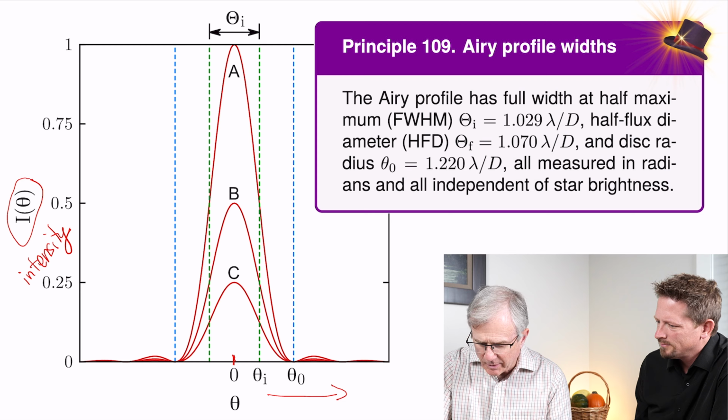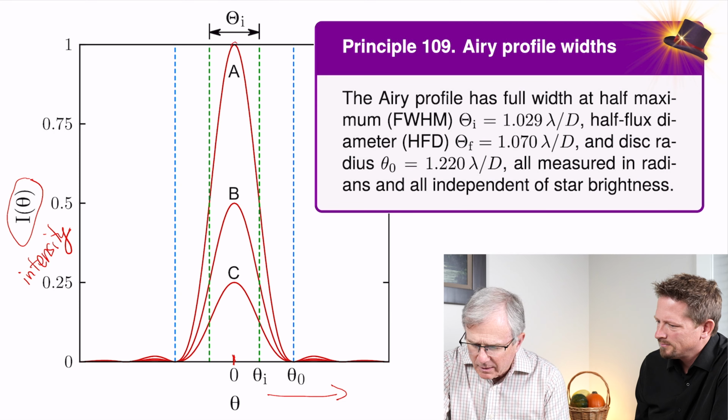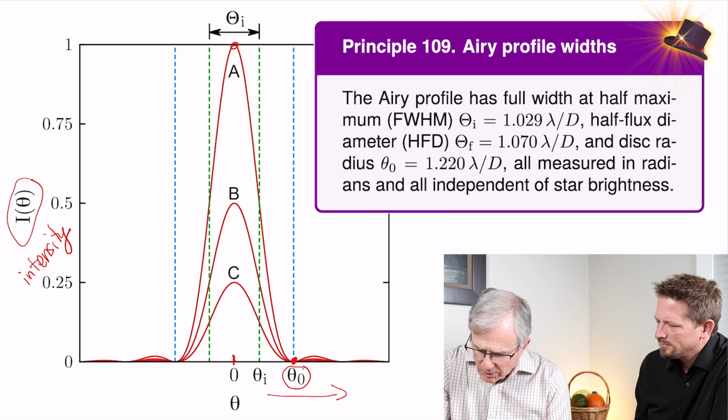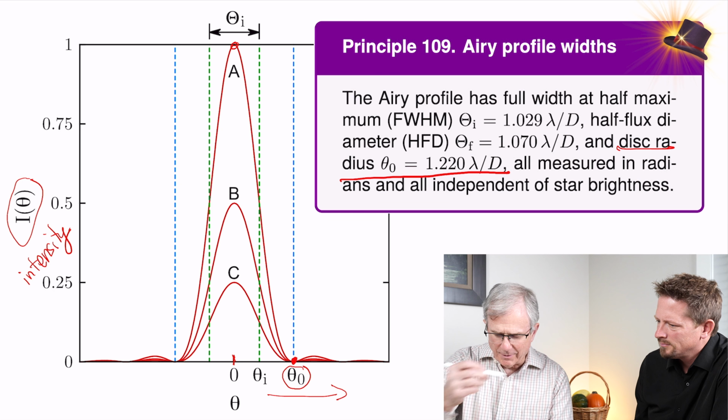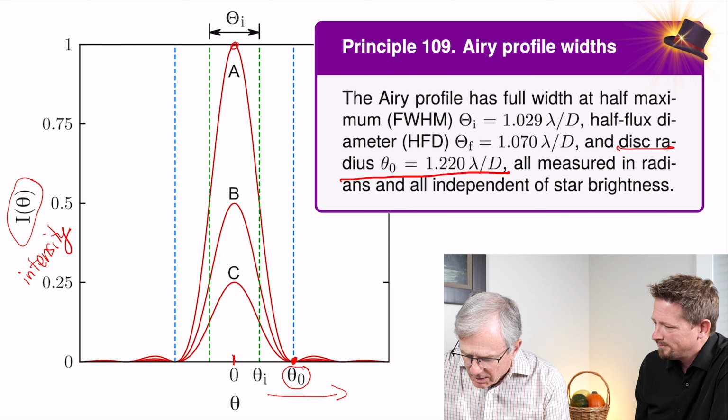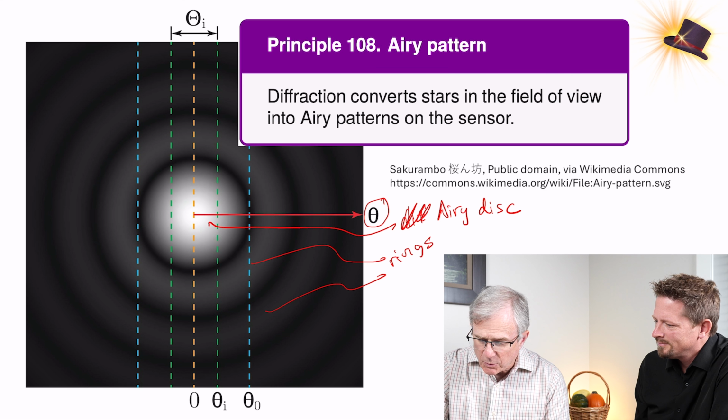And it's a function of the angle on the sky. So the intensity starts big, goes to 0. And where it goes to 0 is called the disk radius. Maybe I'll just go ahead and cover this one if that's all right. Yeah. So theta naught is where the intensity goes to 0. That's where that black ring was here.